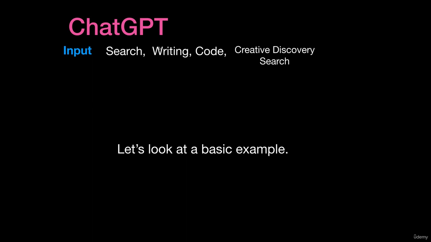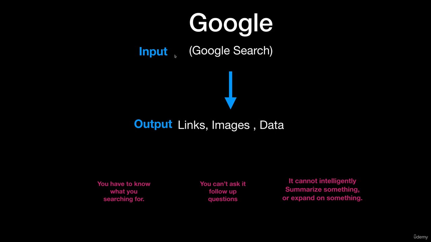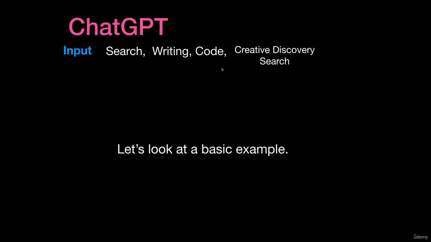So ChatGPT, if we compare the input, you already notice that the input is different. When we look back, we had just a Google search, so we could only put in something we're searching for. ChatGPT is not exactly the same. We can do a search. You see, we still have search. But we can also put in a pre-existing writing.